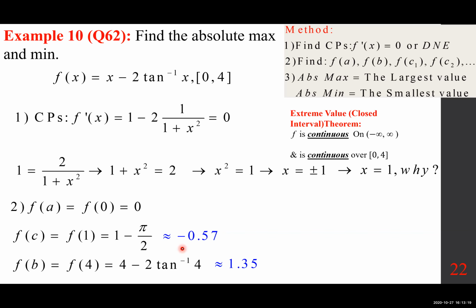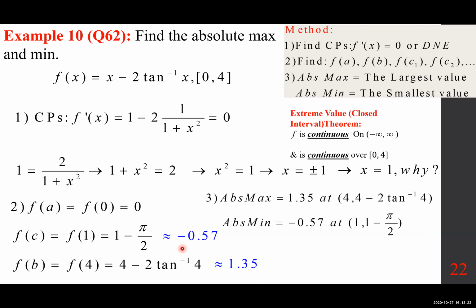And here's how we do the writing. Absolute max equals 1.35 at 4 comma, this is the precise answer, class, or you can say 4 comma 1.35. Again, you could say 1.35 here, and over here you can say negative 0.57, roughly.